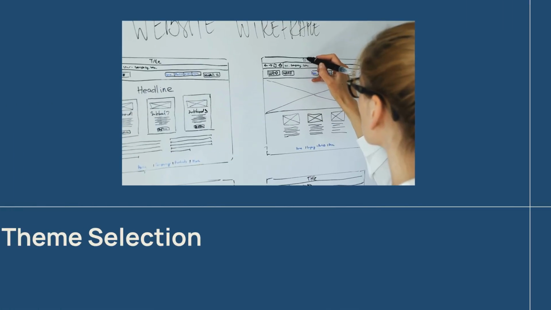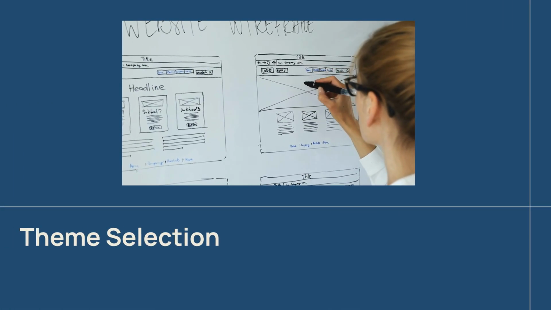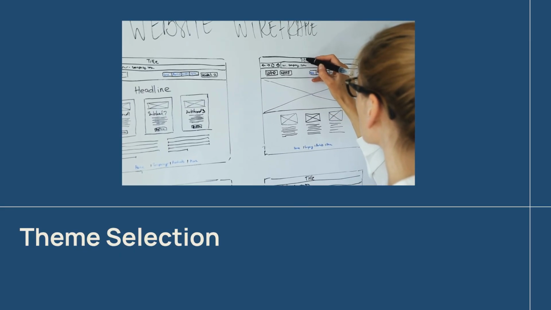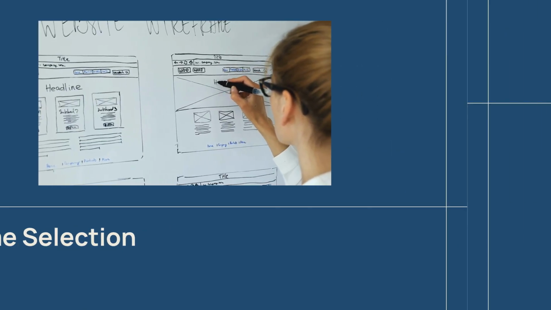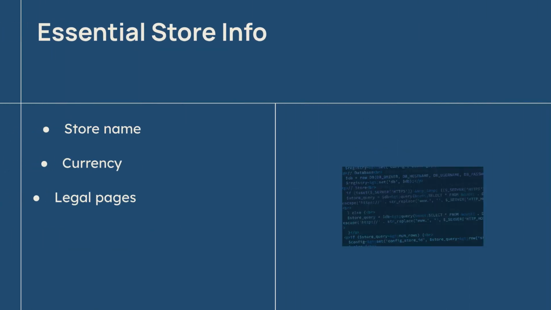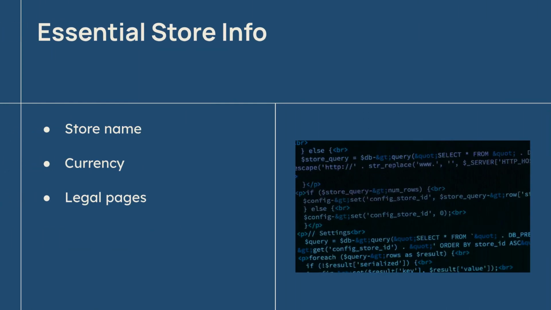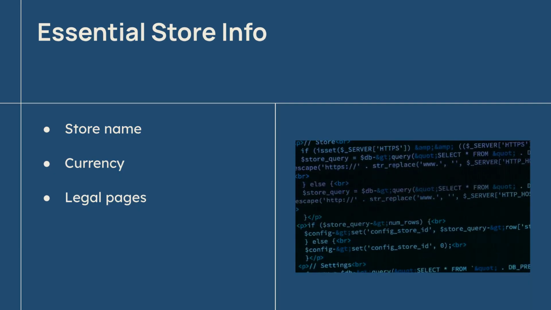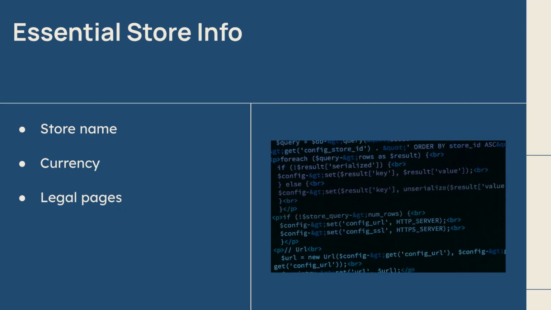Next, select a professional and mobile-friendly theme. Customize it to reflect your brand identity, ensuring a clean, intuitive, and high-converting user experience. Don't forget to set up essential store information. Define your store name, set the correct currency, and publish crucial legal pages like privacy and shipping policies.